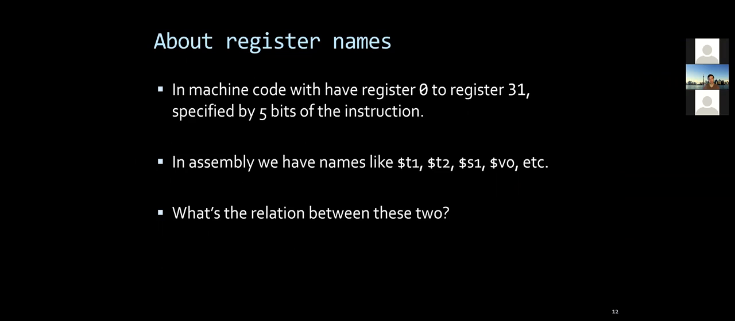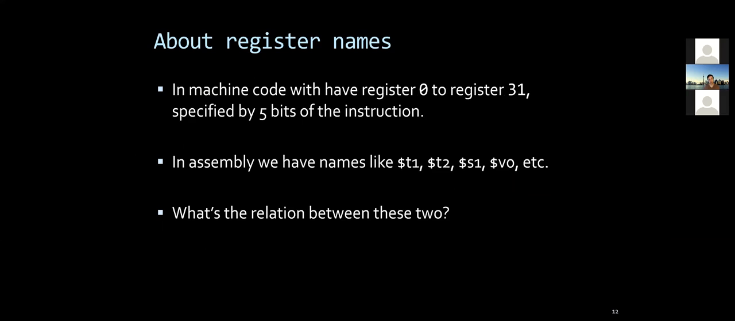About the register names. The registers in the machines are numbered from 0 to 31. But remembering which number means what is kind of tedious and complicated. So they're specified by 5 bits of the instruction. By the way, when I say all registers are like that, I mean a specific machine, like the MIPS machine we're dealing with.